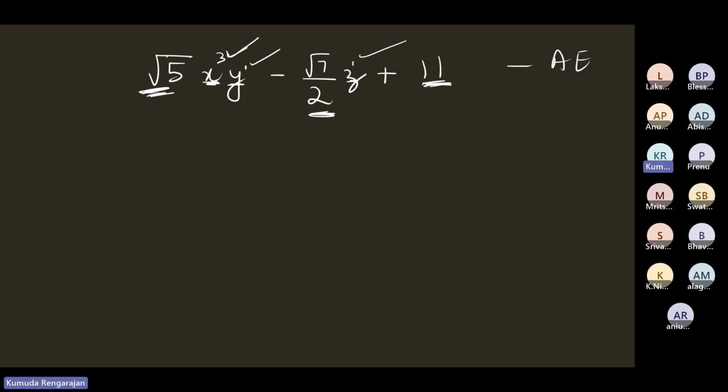X variable, power 3, whole number. Y variable, power 1, whole number. Z variable, power 1, whole number. Everywhere whole number. So it is a polynomial. It is also an algebraic expression. It's not that now it is not an algebraic expression; now it's only a polynomial. Not like that. This algebraic expression is also a polynomial.